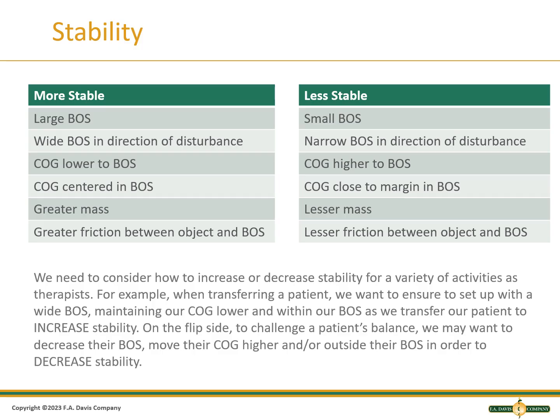We can decrease stability by decreasing the base of support, moving the center of gravity higher, moving the center of gravity closer to the edge of the base of support, decreasing the mass, and decreasing the friction between the surfaces. And we want to decrease stability when we're trying to challenge a patient in order to improve their balance. We also want to think about these things in the context of functional clinical tasks such as transfers and bed mobility and how we can set ourselves up best for success.